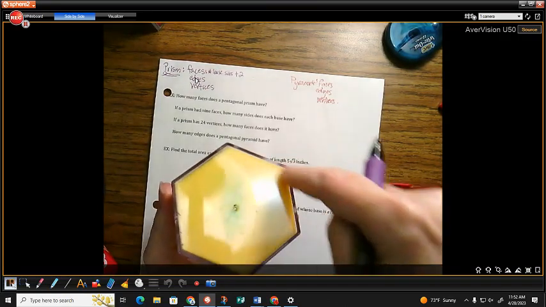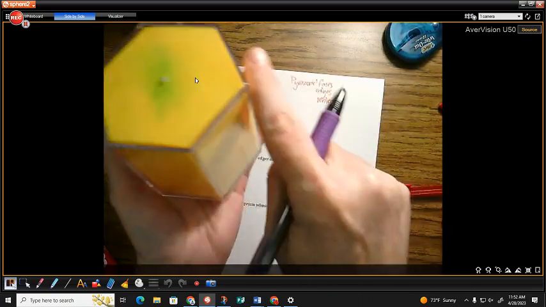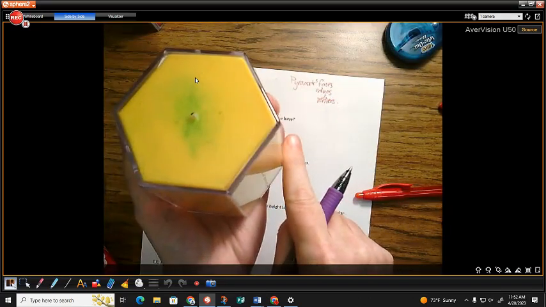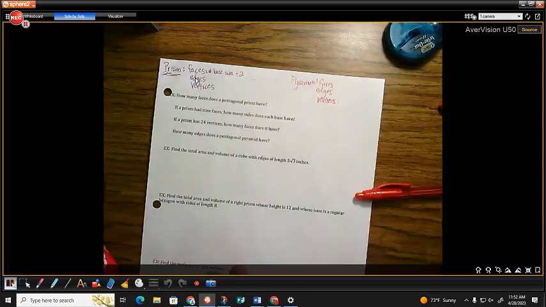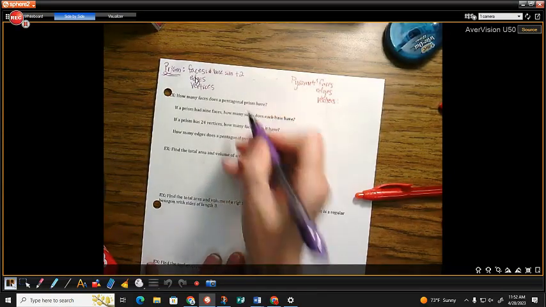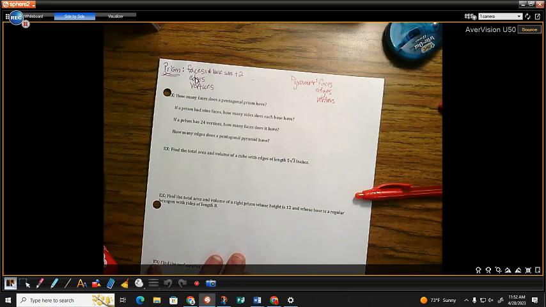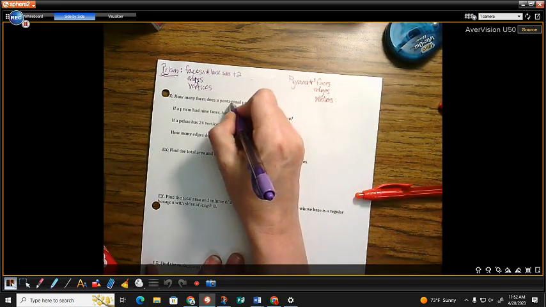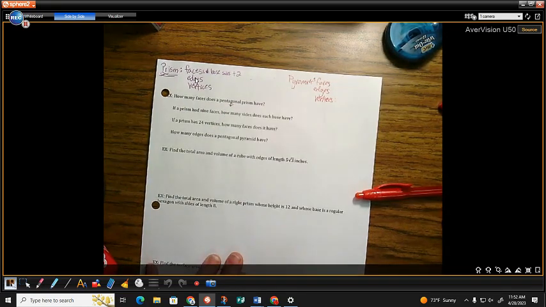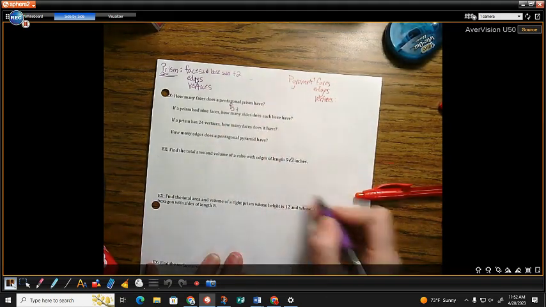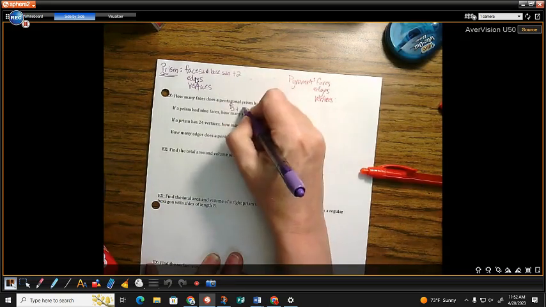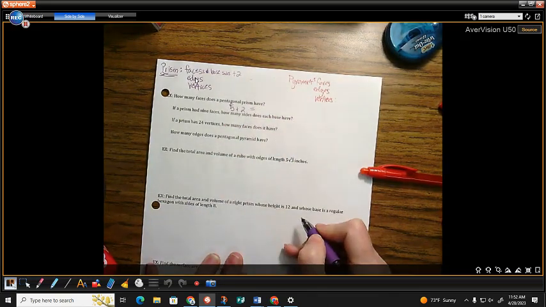You just count up this number here. That will tell you the number of lateral faces, and then you add the bases on the end. So what if I told you you had a pentagonal prism? How many sides does the base have here? 5. Plus, how many bases are there? 2. So how many total faces? 7.